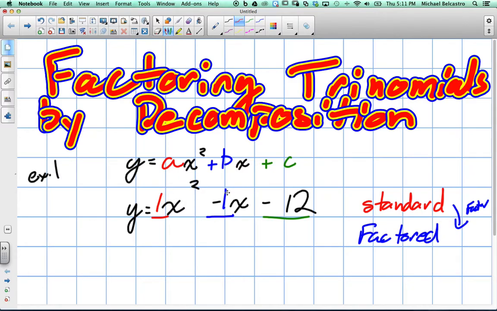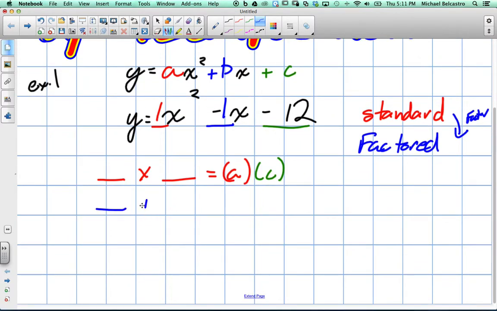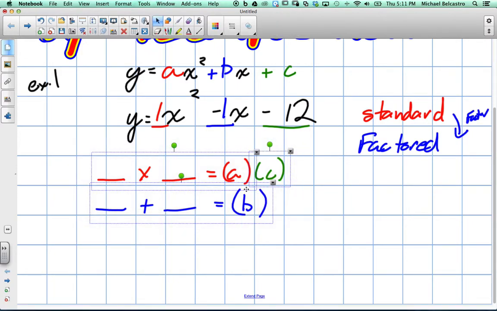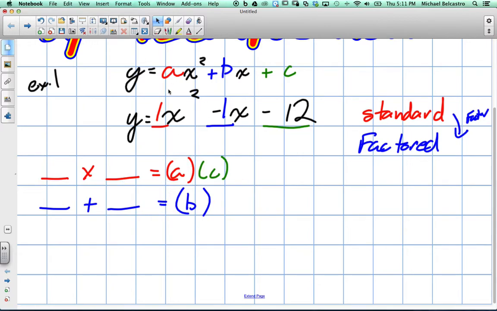So with that being said, what we're going to do is break this down. We need 2 terms that multiply to equal what A times C is. Those same 2 terms have to add to whatever our B term is. I've written it out almost like a chart. They have to multiply to what A times C is. So let's set that up.